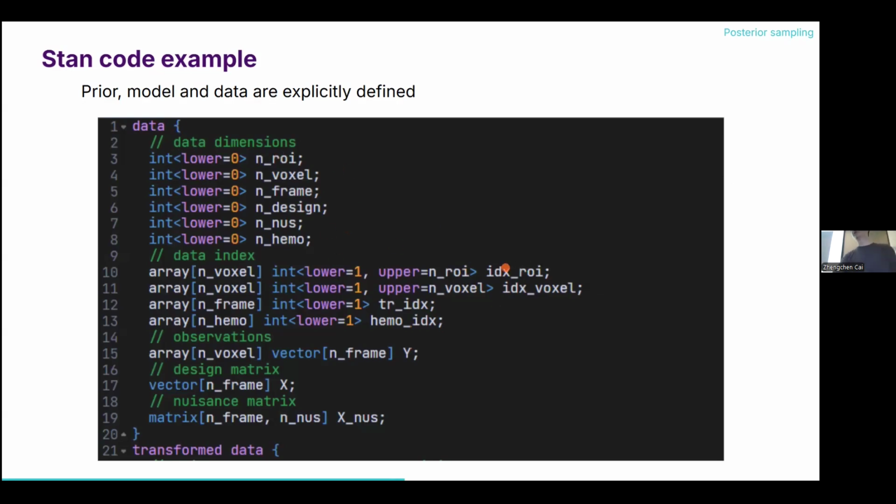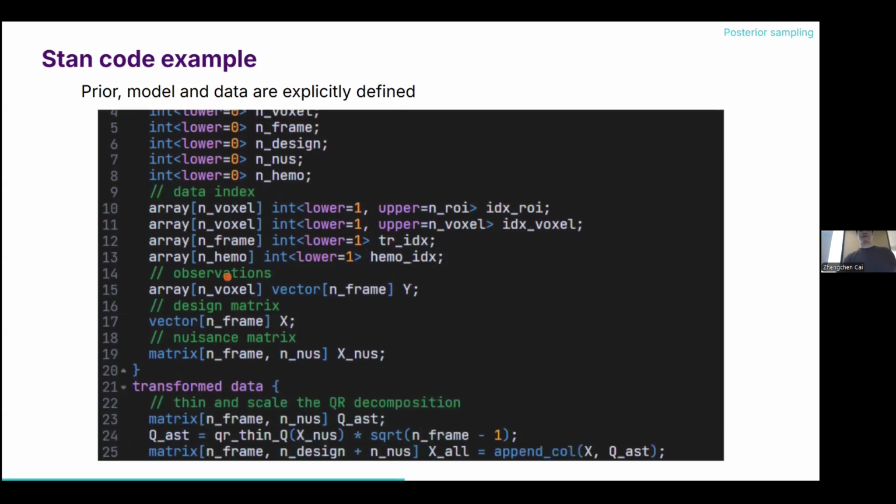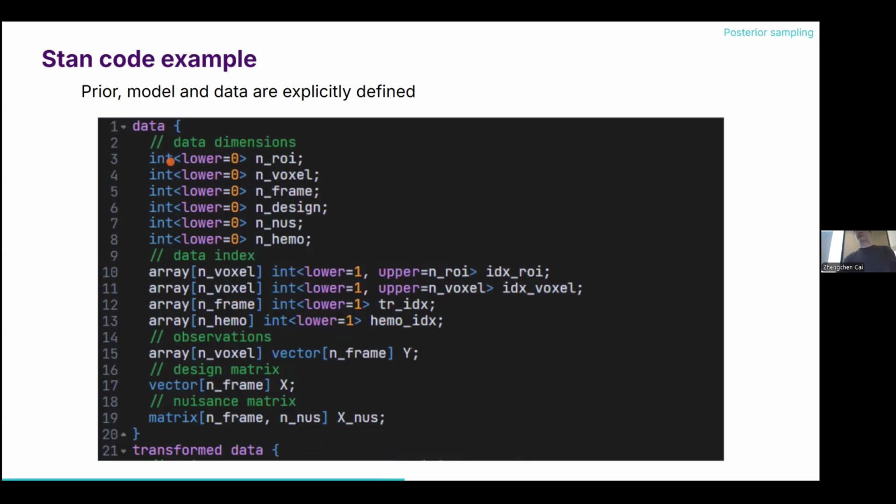So the model I'm doing here is solving the fMRI GLM model to estimate the response of the brain. You have multiple variables in your linear regression, etc. So you see, you have to explicitly define everything, like the dimensionality, the boundary, the variable types, everything you have to declare. This is the data part.